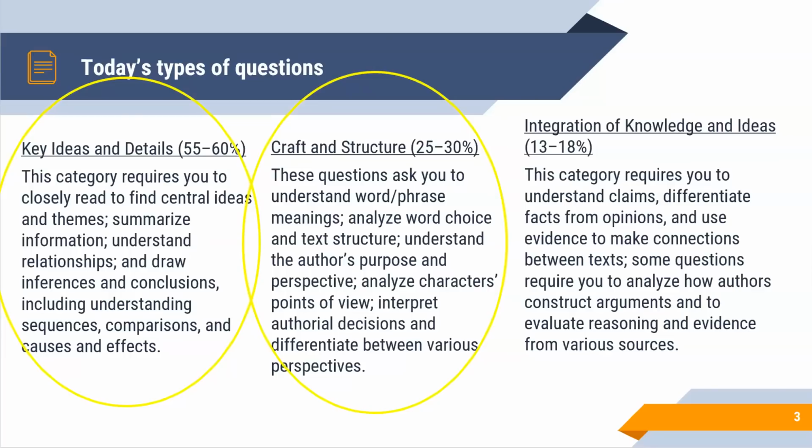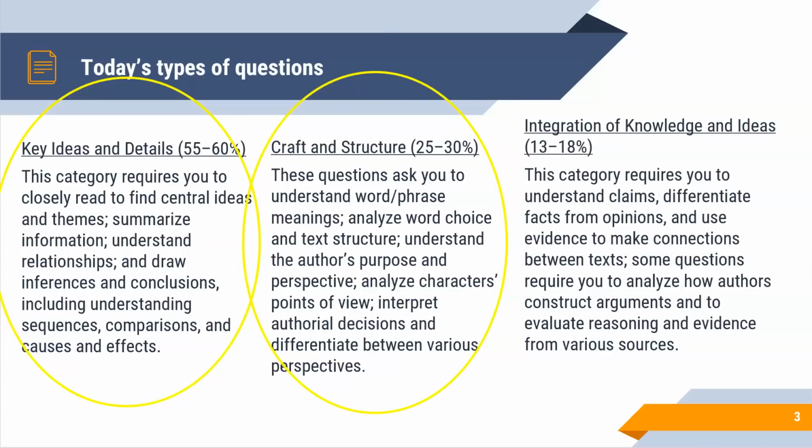We'll also focus on craft and structure, which is 25 to 30% of the test. These questions are going to ask you to understand word and phrase meanings, analyze word choice and text structure, understand the author's purpose and perspective, analyze characters' point of view, and interpret decisions the author makes and differentiate between various perspectives that you might encounter.